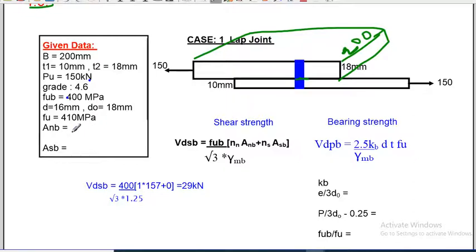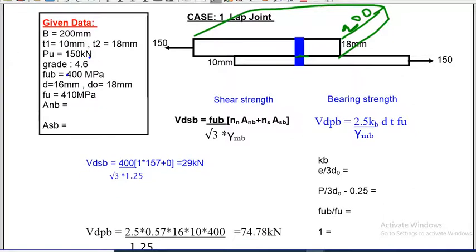And this A and B and ASB we need to calculate. What is A and B? Because as I told you, a bolt will be like this with a head, and in some area we have thread. This thread area is called A and B. We have seen this before. And this is called the shank. Shank area is called ASB. So these two we need to calculate.